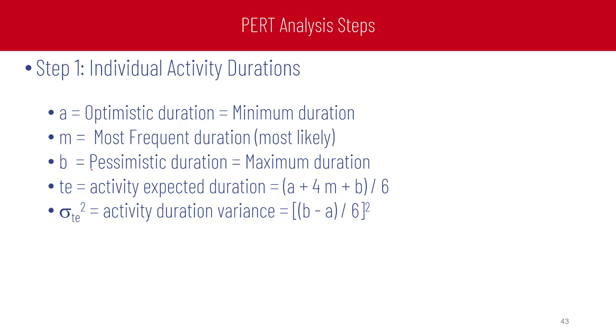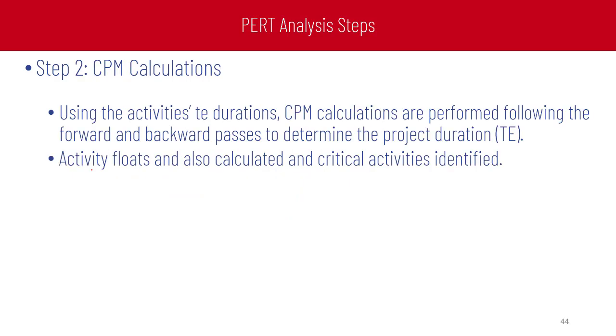Sigma squared is the variance of the T expected activity duration, and it equals (B minus A) over 6, to the power 2. Step number 2, CPM calculation. Using the activity T expected duration for all activities, CPM calculations are performed following the forward and backward paths to determine the project duration T expected capital. Activity floats are also calculated and the critical activities identified.